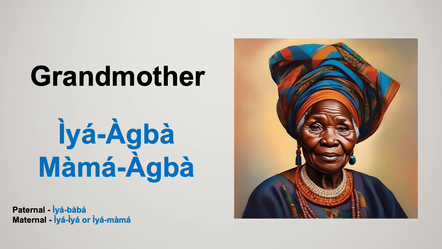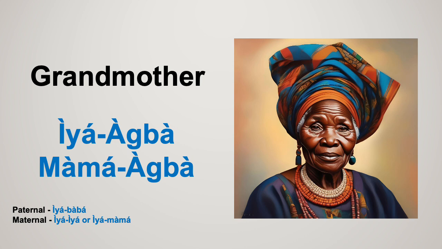Grandmother. So that follows the same pattern as that of grandfather. Grandmother will be Ìyá Àgbà. Instead of Iya, which is a word for mother, you can also use Mama. So we use Iya and Mama interchangeably in Yoruba to mean mother. So grandmother will be Iya Agba or Mama Agba, and both mean the older mother, the mother of my parents, the mother of my mother, or the mother of my father.